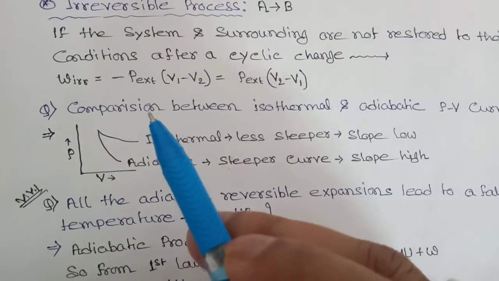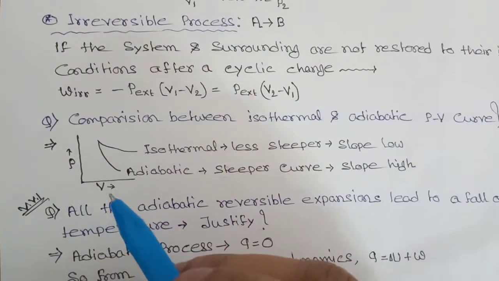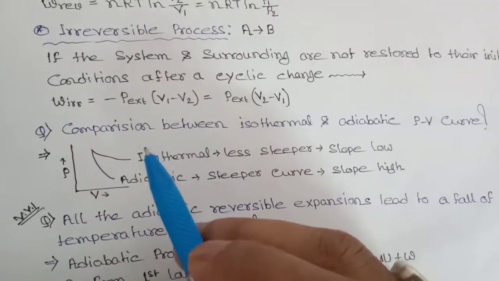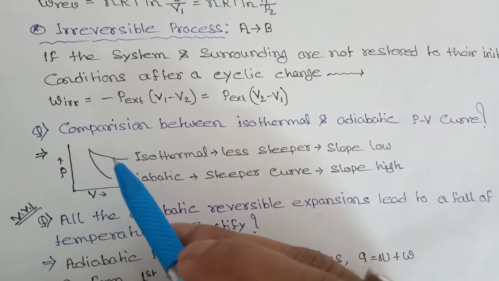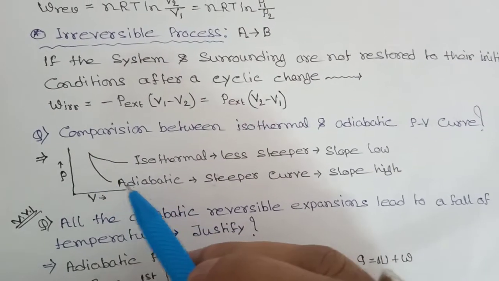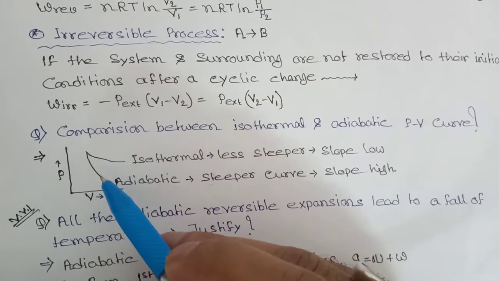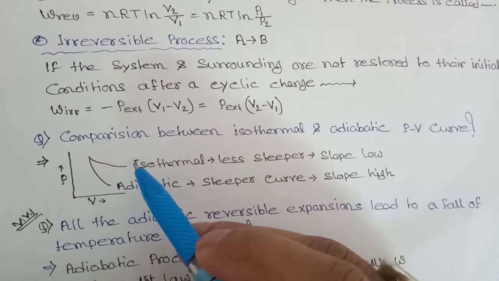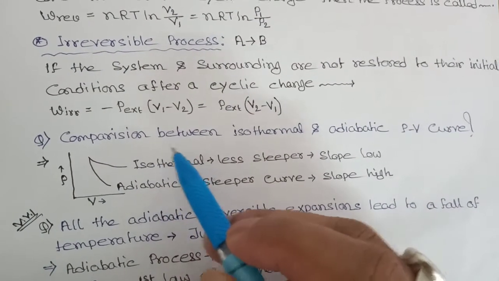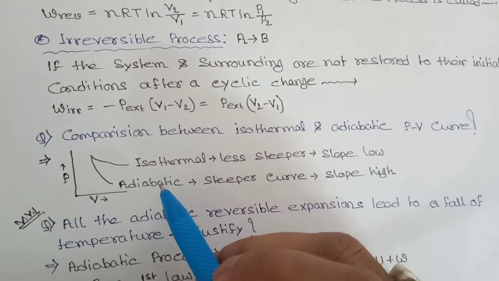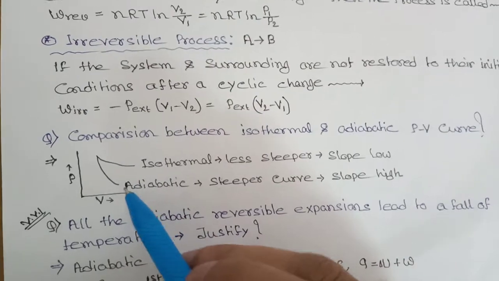Now we have to compare the PV curve of the isothermal process and the adiabatic process. This is the PV curve for the isothermal process and this is for the adiabatic process. This one is less steep and this one is more steep. Less steep means the slope will be low in the case of the isothermal process, and in the adiabatic process the slope will be high because it is more steep.